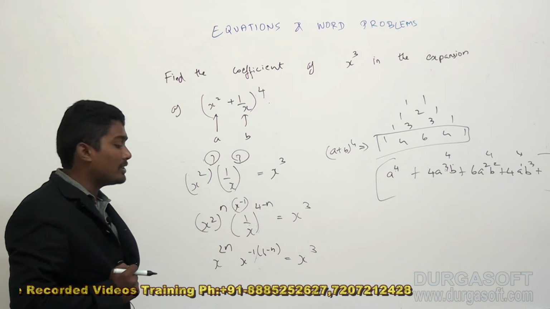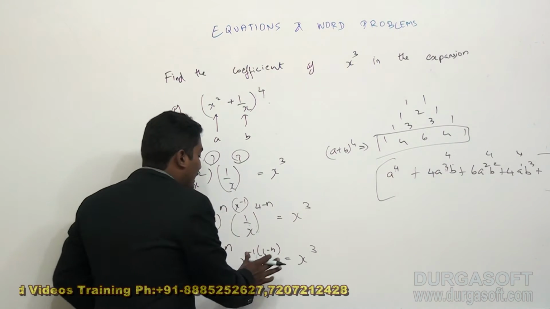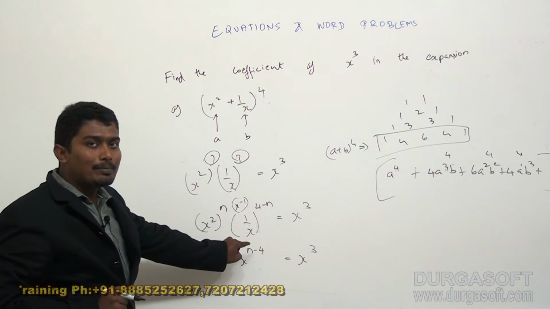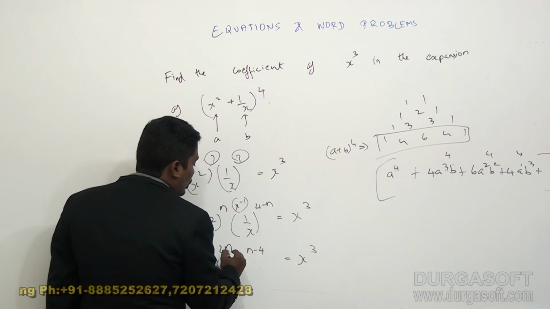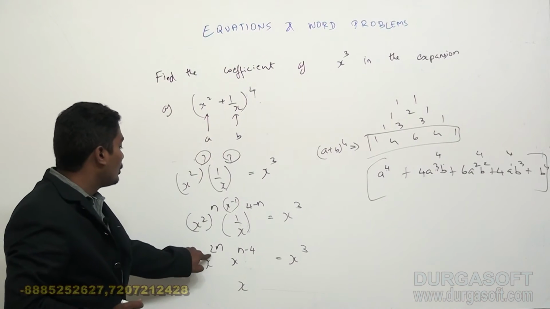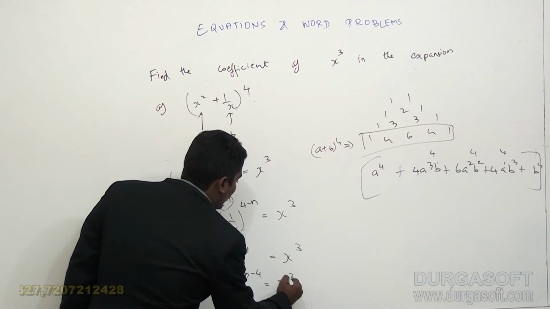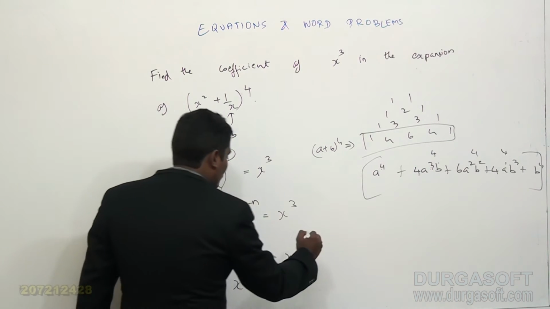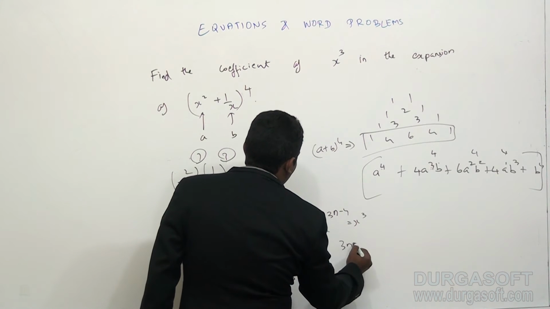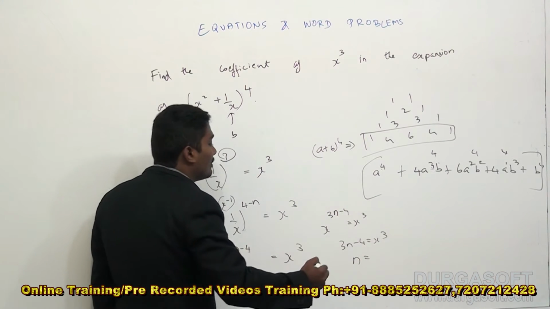Now you consider only the powers. So 2n, minus 1 into 4 minus n, which I can write as n minus 4. When I multiply both these, I will be getting x to the power 2n plus n minus 4, which is 3n minus 4, will be equal to x cube. So 3n minus 4 is equal to 3.